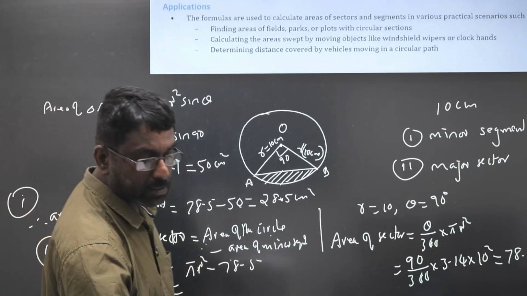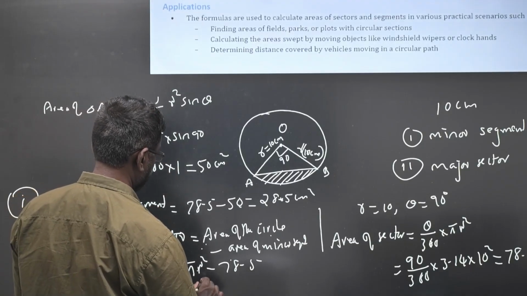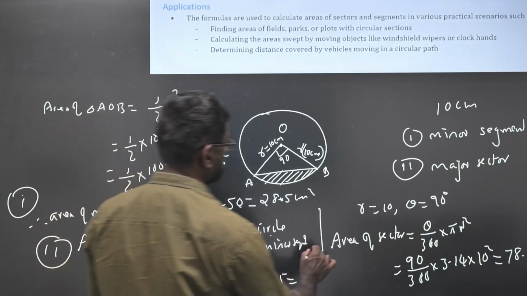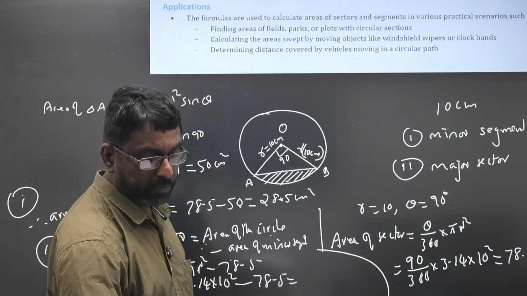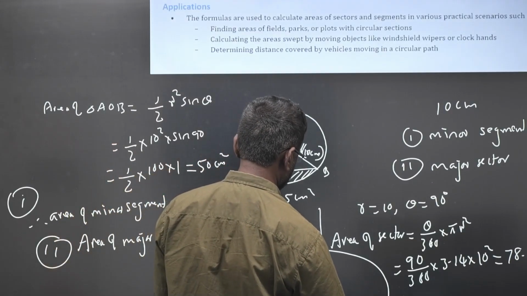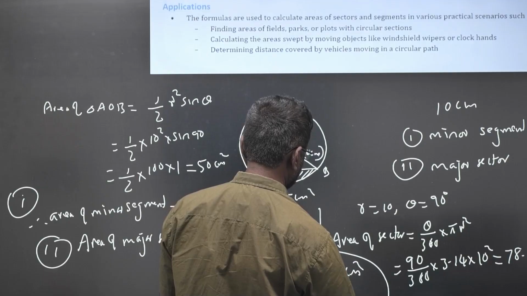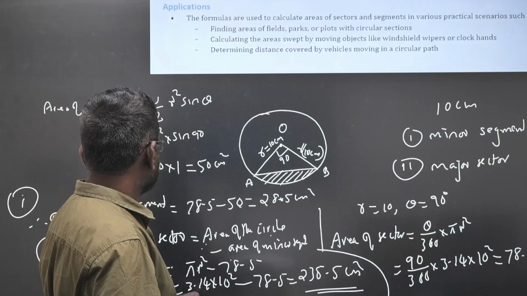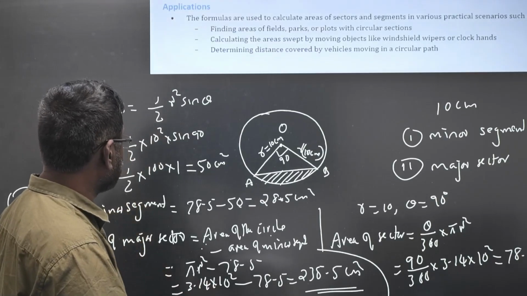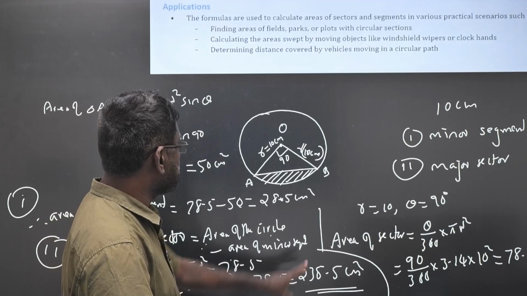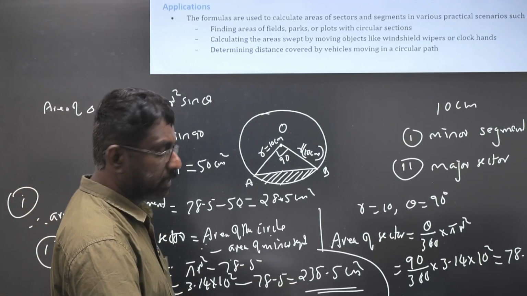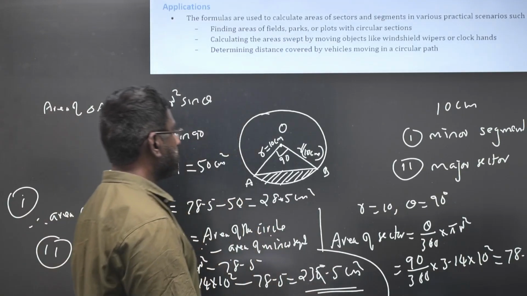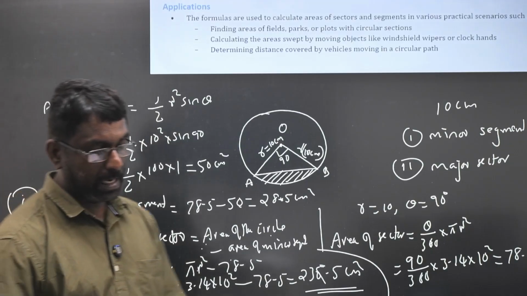What is pi r square? Pi r square is 3.14 into 10 square minus 78.5. Simplifying this, you will get the final answer. 3.14 into 10 square is 314. 314 minus 78.5 is 235.5 centimeter square. This is the answer.